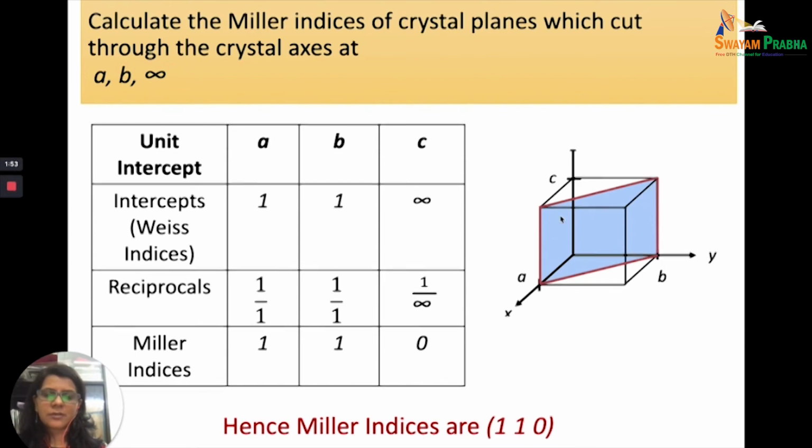Similarly, look at this plane. Now just see, this plane makes an intercept of A on the x-axis, B on the y-axis, and it is parallel to the z-axis. So what will be the intercepts? 1, 1 and infinity. You take a reciprocal, so 1 upon 1, 1 upon 1 and 1 upon infinity, and you get 1, 1, 0. So the Miller indices of a plane which cuts two axes and is parallel to one of the axes will be in the form of two ones and a 0. In this case, because this was parallel to the z-axis, the 0 has come at the z position.